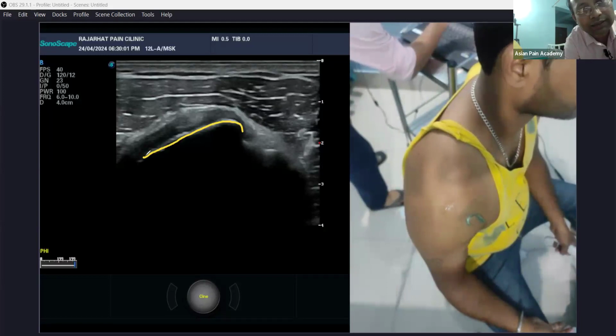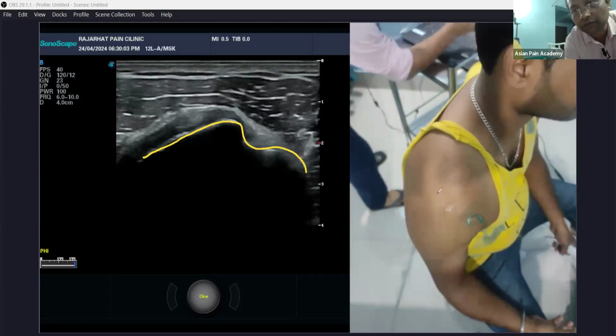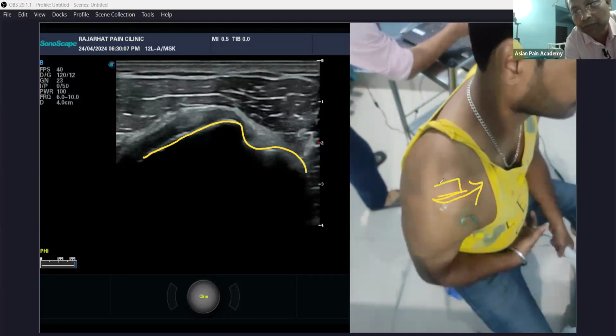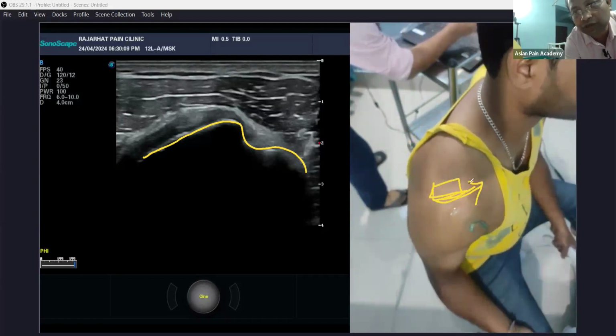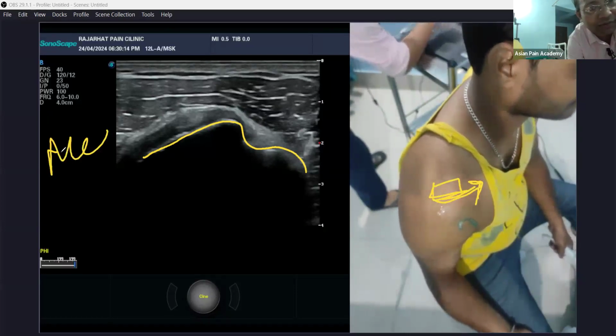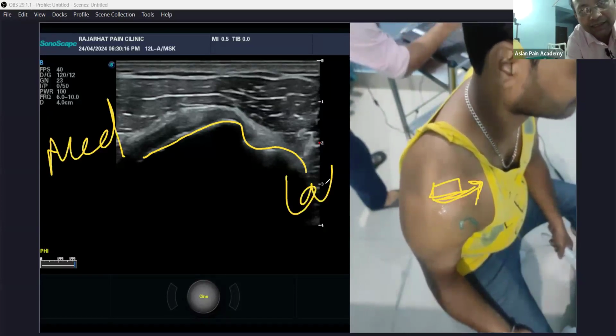So we have just moved from this side to this side. Our probe is in the short axis, and I just moved a bit to the medial side. So what we are seeing, this is the medial side. Remember, this is the medial side and this is the lateral side.